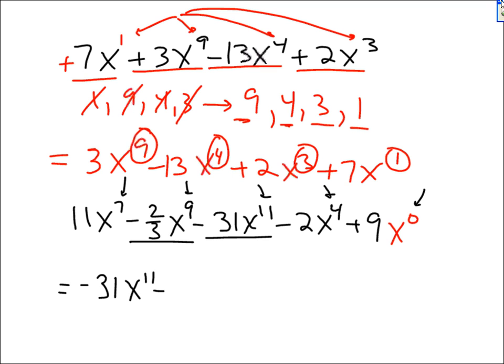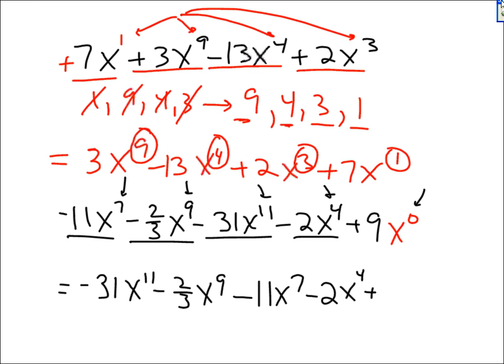And then 9 is the next largest exponent, so it's minus 2/3 x to the 9. And then 7 is the next largest. Remember, there's an understood plus in front. However, let us change it. What if it were negative 11x to the 7th? So I would write down minus 11x to the 7th. Then 4 is the next smallest exponent. And finally, 0 is the least exponent, so I won't even write the x to the 0. I'll just write 9. And there it is. The exponents are in descending order. Descending means decreasing. They went from largest to smallest.